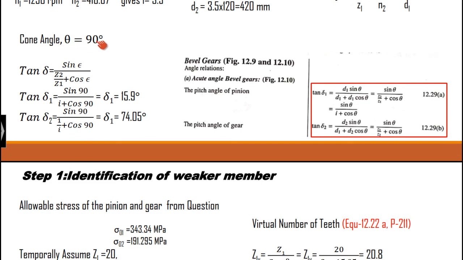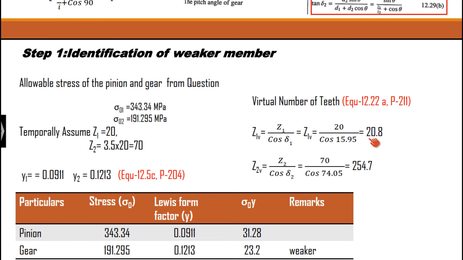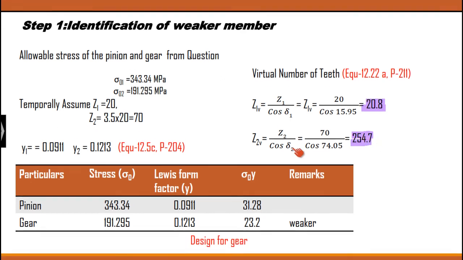Now we have the value of theta as 90 degrees here, and the equation is tan delta is equal to, this is given in the data handbook, 12.29a and 12.29b. Now we will substitute theta as 90 degrees, and upon substitution the values of delta 1 and delta 2 we get are 15.9 and 74 degrees. These delta 1 and delta 2 are used to calculate the virtual number of teeth. When we calculate the virtual number of teeth, the values obtained are 20.8 and 254.7.